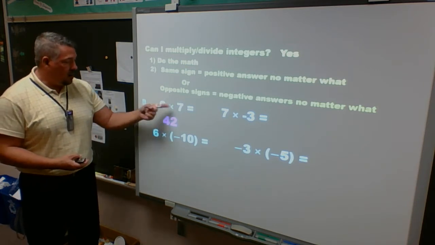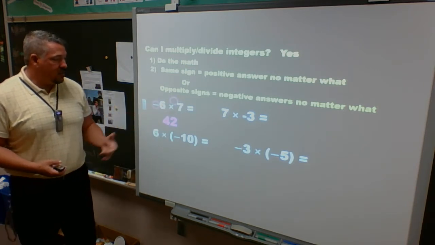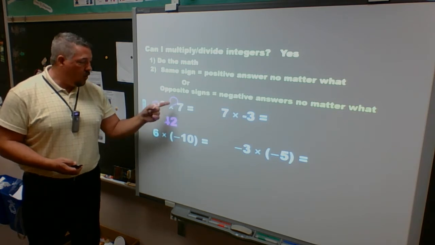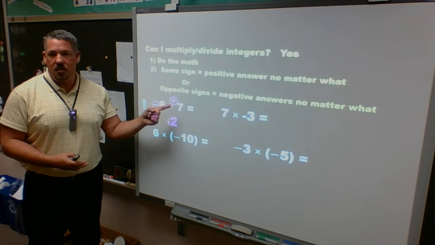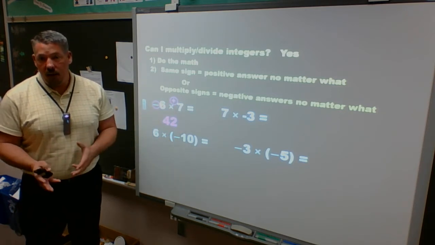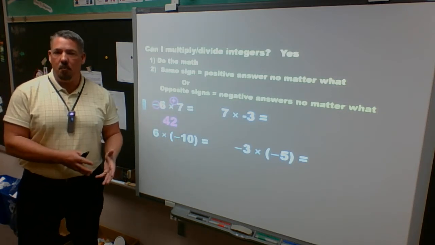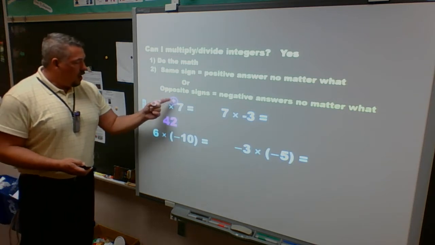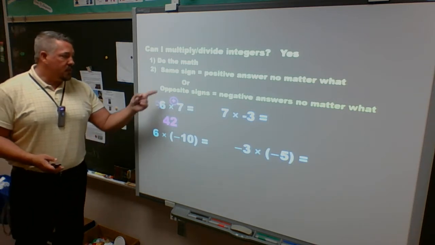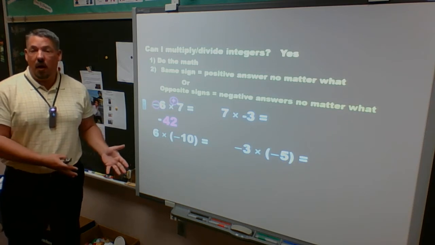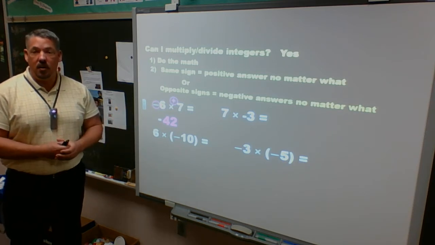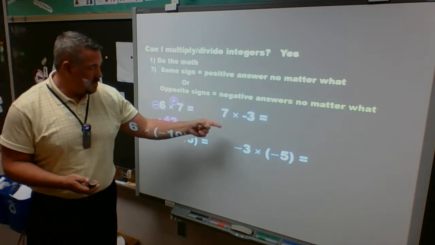The first one's negative, the second one is positive. Because there's nothing there, I know that that is what we call the understood positive. It's just an imaginary sign that I know is there. Any number without a sign is automatically positive. They are indeed opposites, so if they're opposites, then I know this has to be a negative number. Negative 42 is my answer. That's pretty easy, right? So I go to my second one.